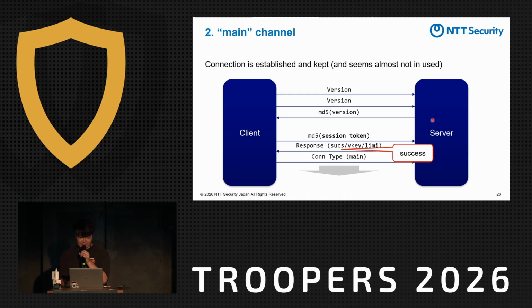And next is the authentication flow of the main channel. It's almost the same as the one described earlier. First, the client and the server exchange version information. After that, verification is performed using the MD5 hash of the version value.